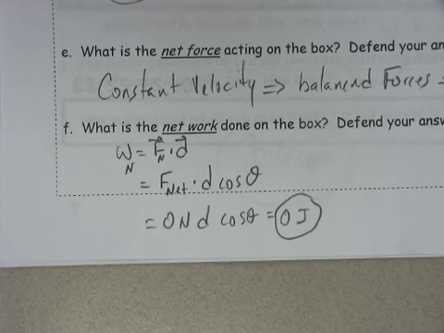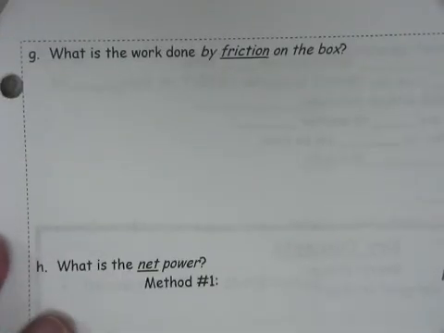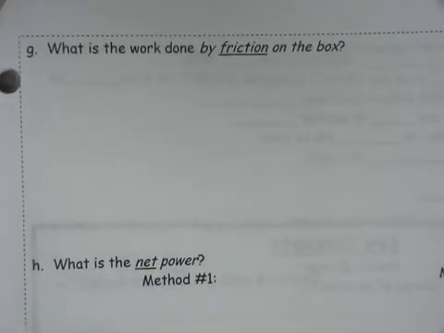So we have gravity doing 3,430 joules. The normal force is doing nothing. And the only other thing that is left is friction. And that's what we're going to take a look at next. So what is the work done by friction?